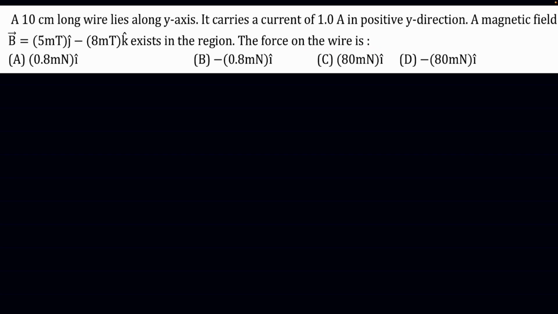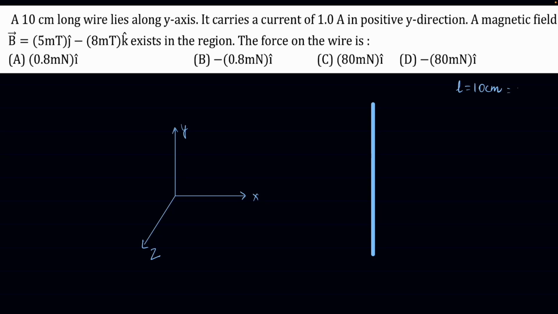First, the wire is along the y-axis. So if we consider this is the wire, it lies on the y-axis. If we have a three-dimensional figure, let's take this as the y-axis, this is the x-axis, and here is the z-axis. And the length of this wire is given as 10 centimeter. It can be written as 0.1 meter.